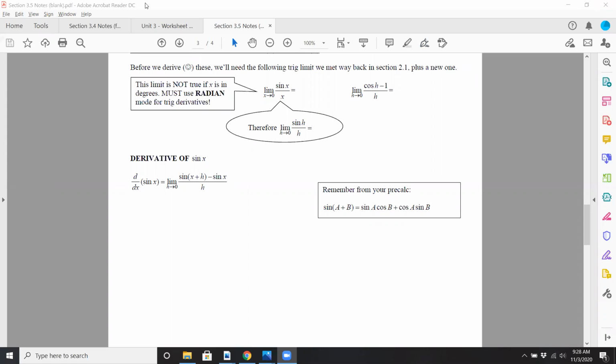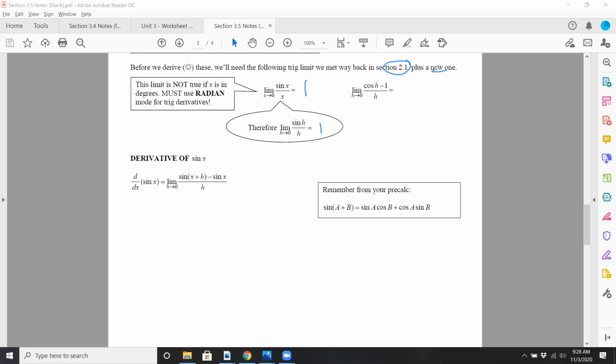So we do know that the limit of sine x over x is 1 when x is approaching 0. We've talked about that back in section 2.1. If you simply replace x with a different letter like h, using a different letter is totally arbitrary, it doesn't matter. That's still going to be 1 over here as well.